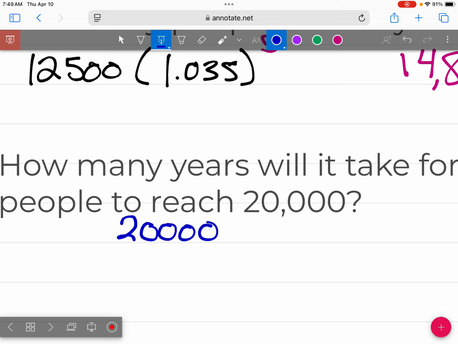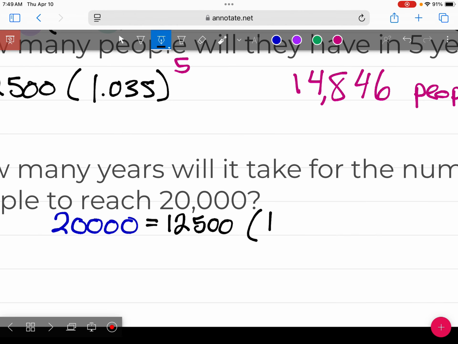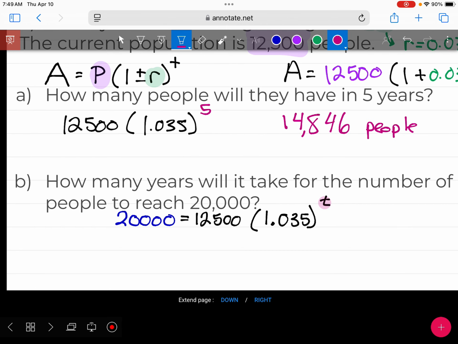20,000 equals our 12,500 times 1.035 to the t. And we need to find t. That's what we're trying to find. How can we do that?